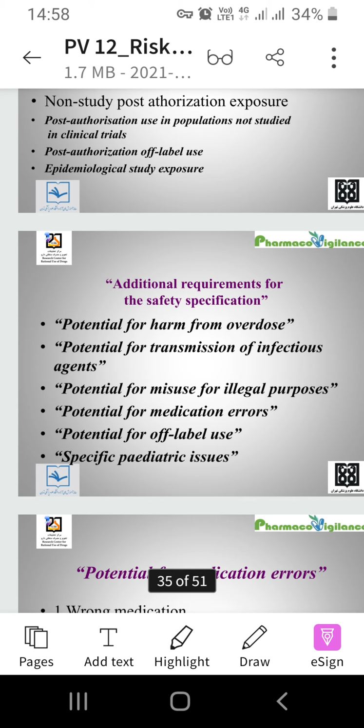Additional requirements for the safety specification are potential for harm from overdose, potential for transmission of infectious agents, potential for misuse for illegal purposes, potential for medication errors, potential for off-label use, and specific pediatric issues.